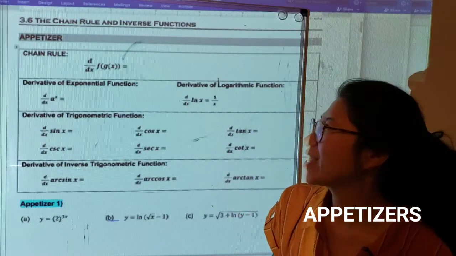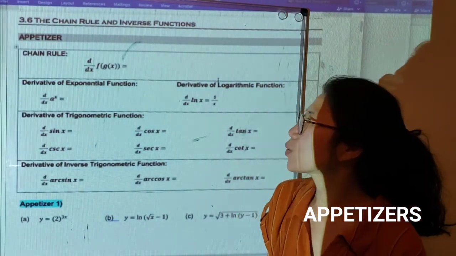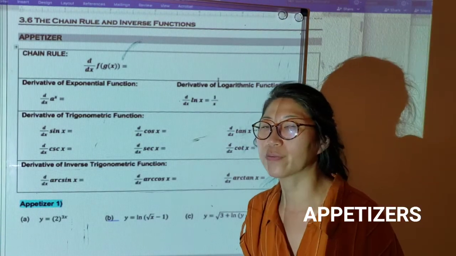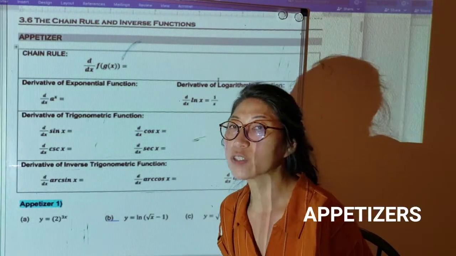Welcome to 3.6 class. We are almost done with the shortcuts of taking derivatives. Today we are going to review a little bit more about the chain rule and then inverse functions. I want you to review together with me what the chain rule was.